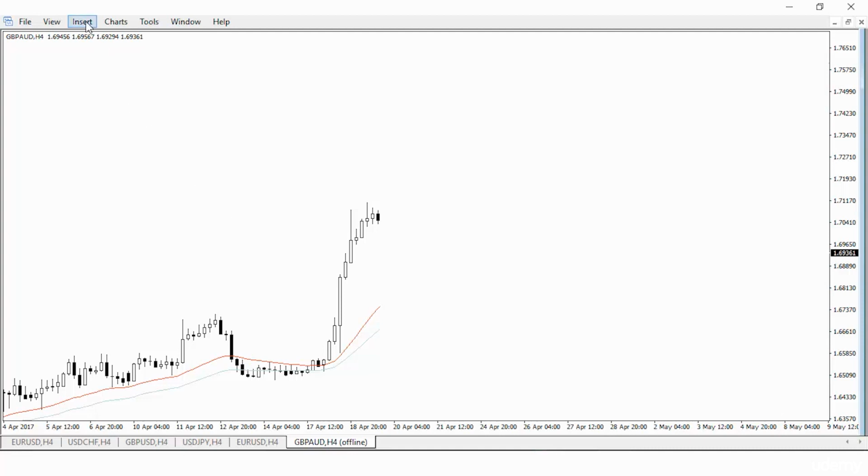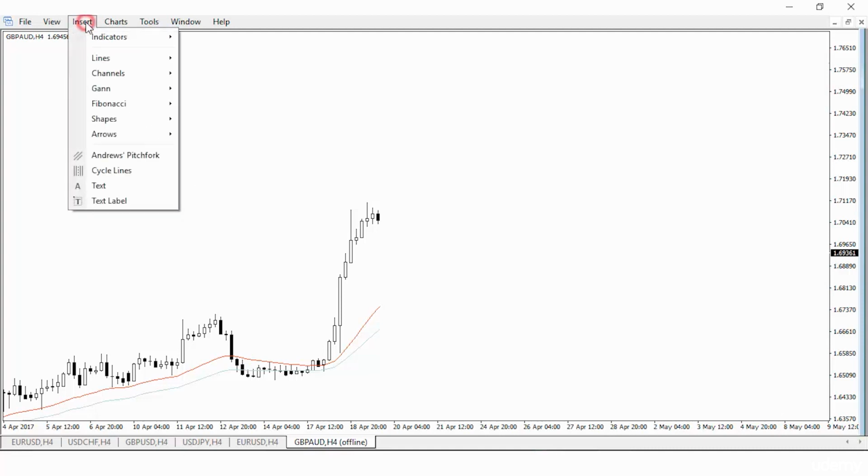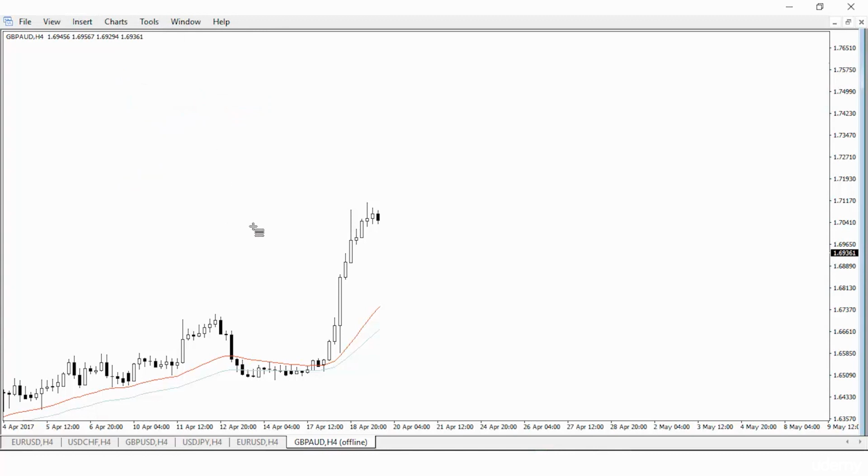So to use the Fibonacci retracement tool, click the Insert tab on the top left corner of the MetaTrader terminal. From here, select Fibonacci and then retracement. By the time you do that, you can see that the mouse cursor has been transformed from an arrow to a plus sign with horizontal lines. That means the Fibonacci retracement tool is now ready to be used.